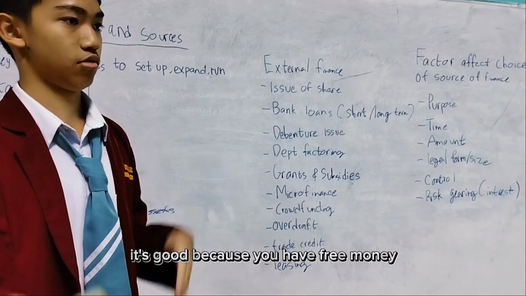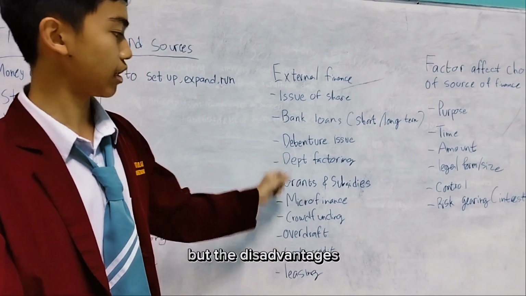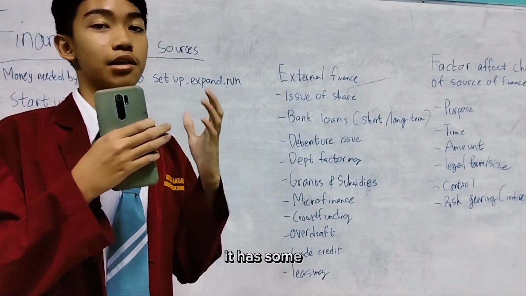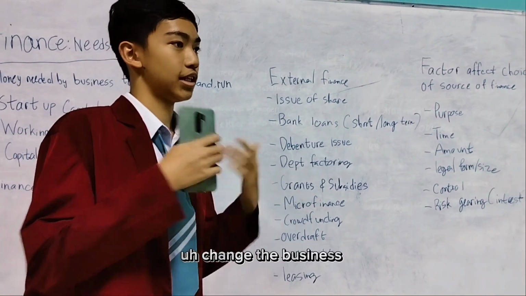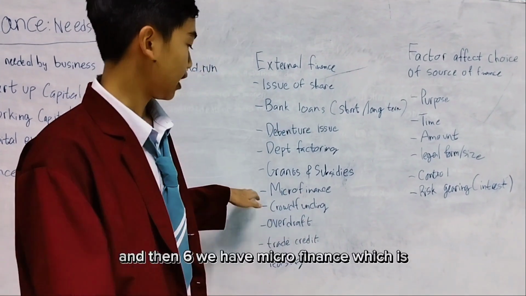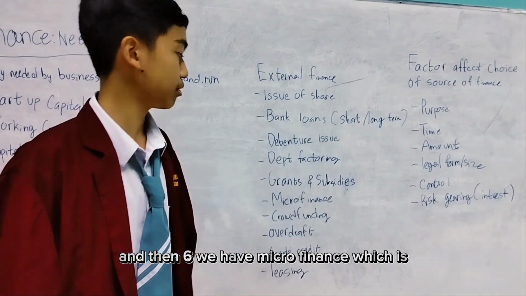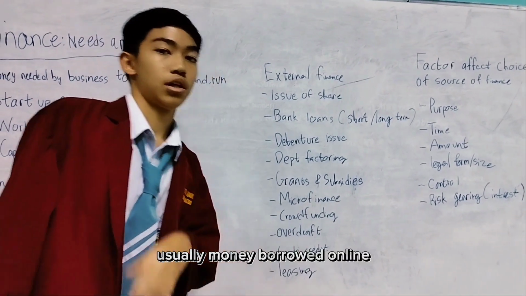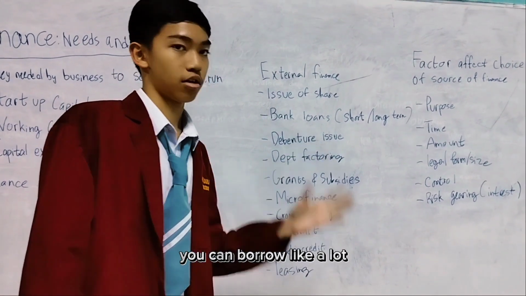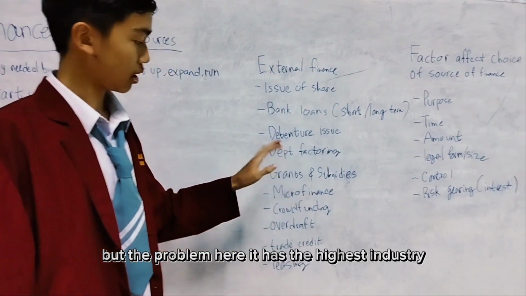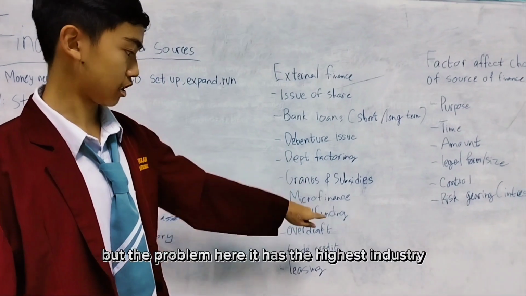It's good because you have free money, but the disadvantage is that it has some agreements that change the business model. And then sixth, we have microfinance, which is usually money borrowed online. You can borrow a small amount, but the problem here is it has the highest interest rate.